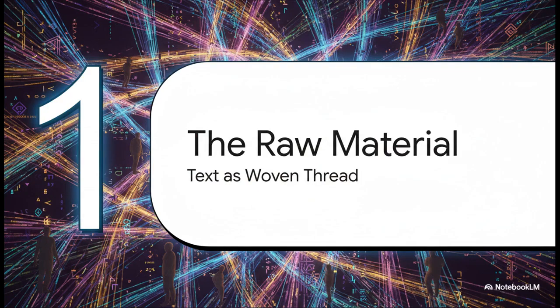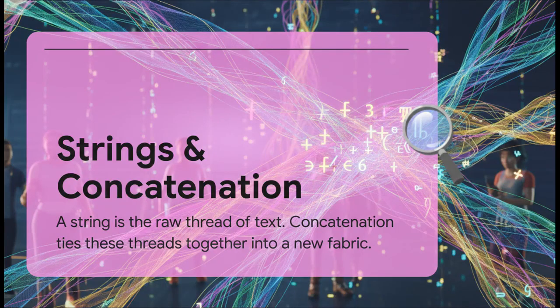Okay, so any artist knows that to work with a material, you first have to understand its properties. Our raw material is text, but we're going to see it in a totally new light. Not as words on a page, but as a collection of threads just waiting to be woven. So our first concept is the string. A string is really simple. It's just a sequence of characters. It's the raw thread of our textual fabric.